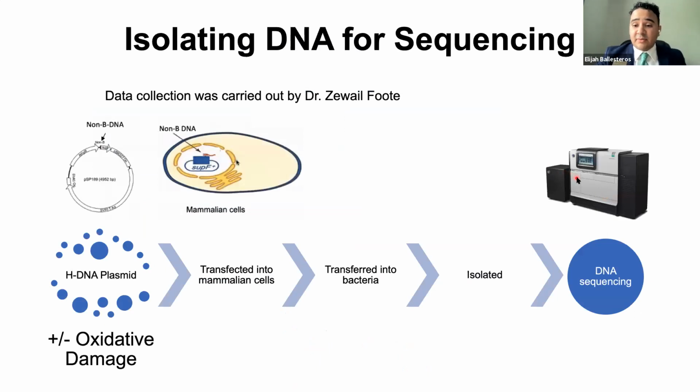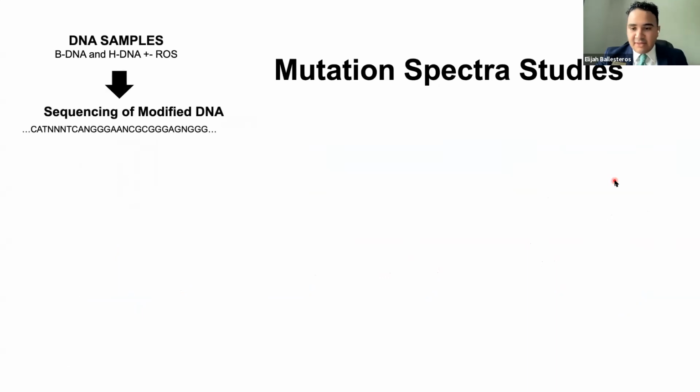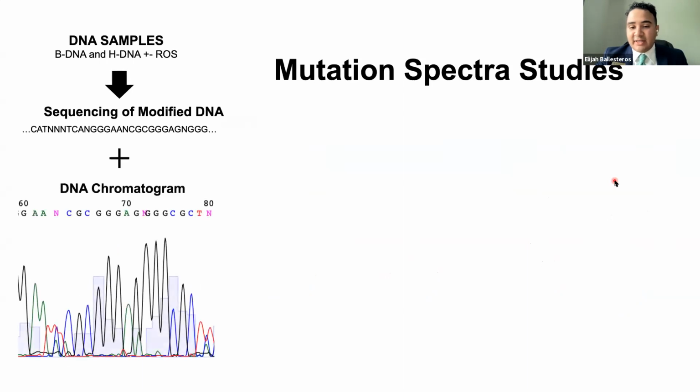Data collection was performed by a previous capstone group and Dr. Sewell-Foote. In short, HDNA plasmids with and without oxidative damage were transfected, then transferred, and finally isolated to be sent off for sequencing. Once the sequencing happened and this data was collected, the sequence was provided and the chromatograms were also provided.